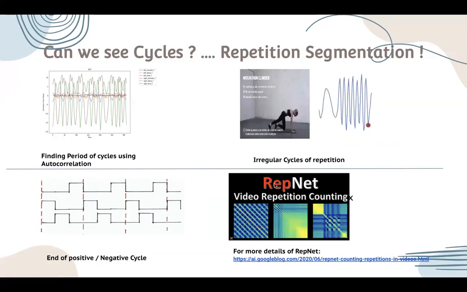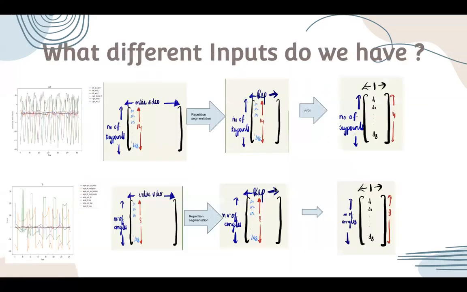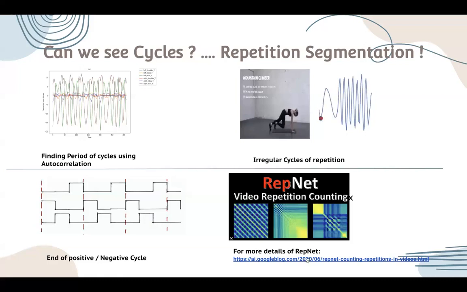RepNet is a neural network to detect any kind of cycles or repetition in a video. I have provided a URL for more details about RepNet here.